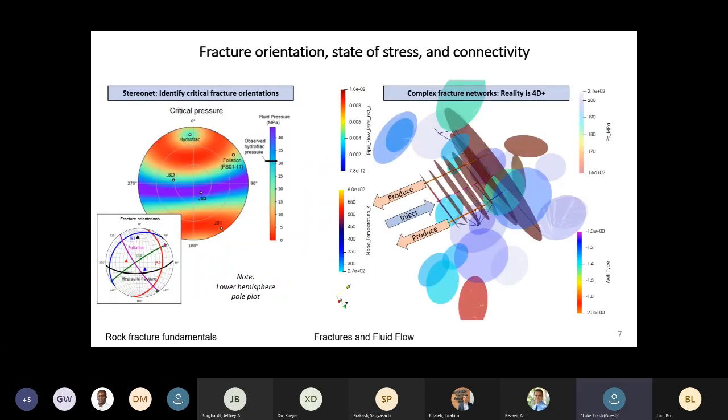So in terms of adding on a little bit more complexity here, we can also consider the fracture orientation relative to the in situ state of stress and our uncertainty in characterizing that value. And then we can also consider interconnectivity between different fractures in a system. So on the left is just a classic stereo plot.